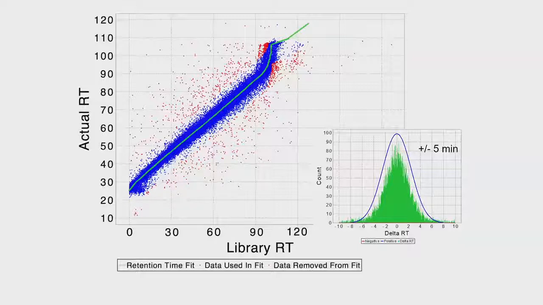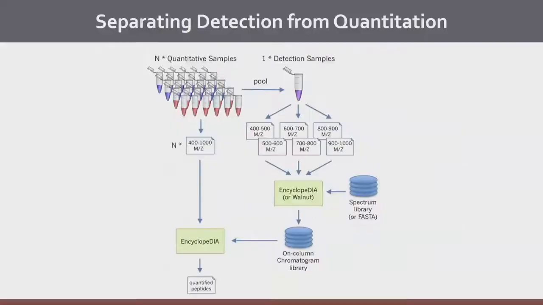The blue dots are the target peptides, and the red dots are the decoys, and we're using this to assess a false discovery rate of which peptides we believe are real and which ones are not. And you'll notice most of the target peptides fall in this plus or minus 5 minute range.